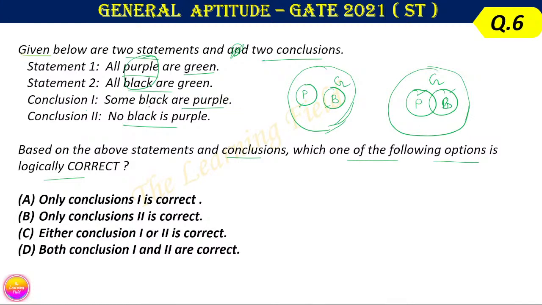Now conclusion 1 says that some black are purple. Yes, in this case some black are purple, this can be correct. And no black is purple: in this case this conclusion holds. That means either conclusion 1 holds or conclusion 2 holds. So this is the correct explanation of the question. Either conclusion 1 or 2 is correct here. Option C is clearly correct. These are the 2 possible cases, so we need to find all possible ways of these statements. So this is the correct answer, option C.